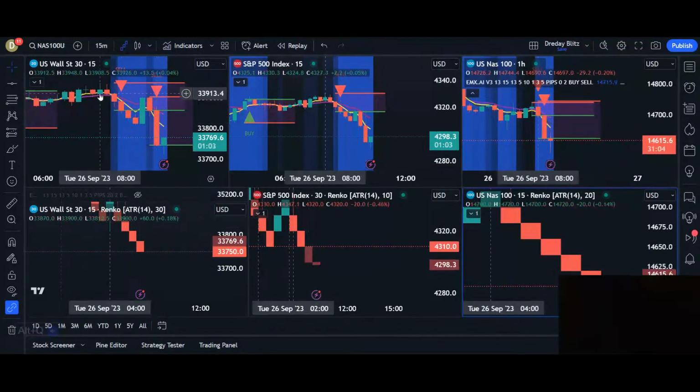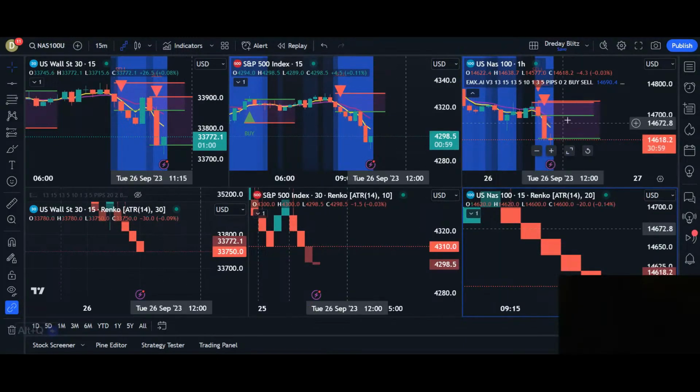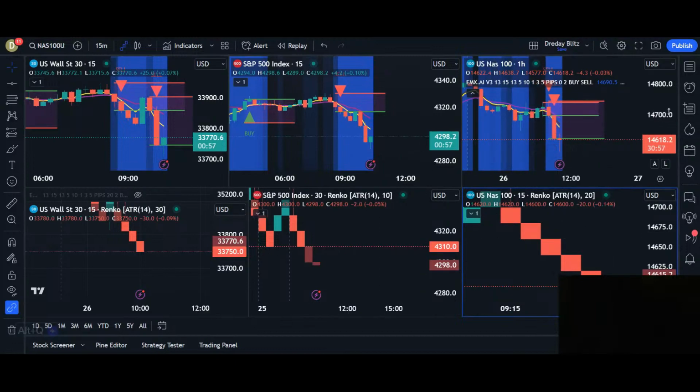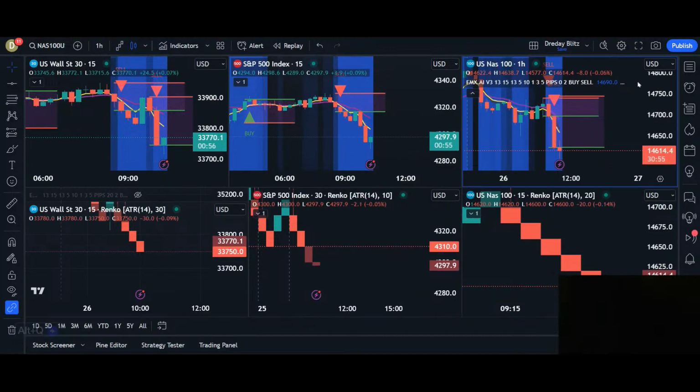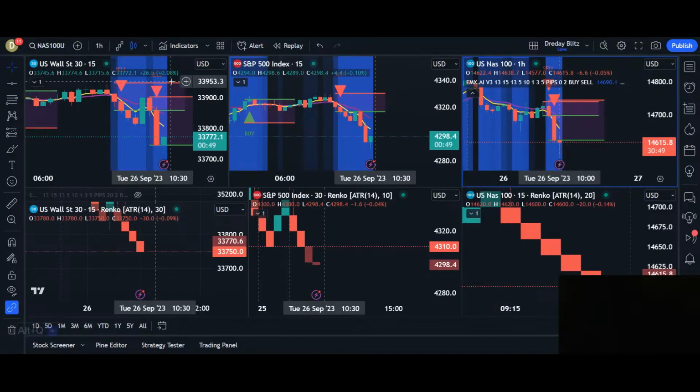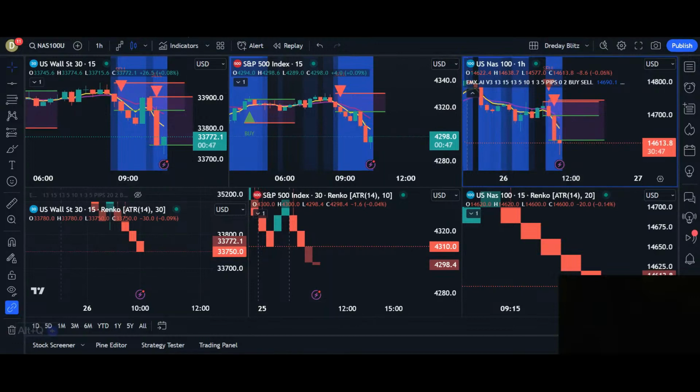But that will be in the works. But even with the current setup that we have, as you can see, you have good setups that are shown for you.